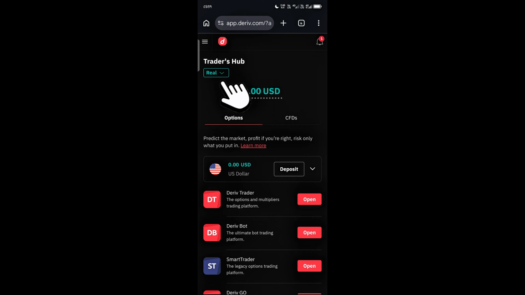Make sure that you click this place. There it will show you a demo and a real account. For example, you want to create a real account where you will be trading with your money, or a demo. So this is a place that you need to switch. After doing that, whether demo or real, you now go back again and click on this place that says CFDs. Okay, so this is the place.